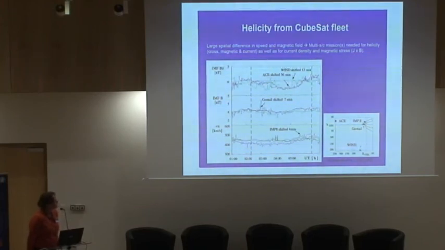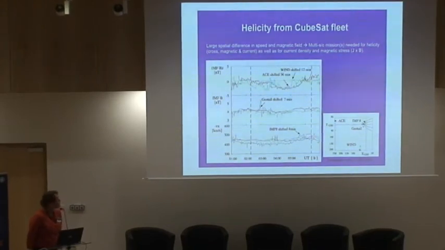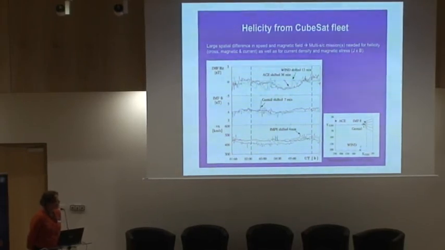But what you can see from this event, one single event, is how variable the interplanetary magnetic field is. So it very much depends on the location of the spacecraft what we will see. And it is quite crucial to understand also the spatial structure of the solar wind. Not just by using one spacecraft, but using as many as possible. And CubeSats give really good opportunities for that.